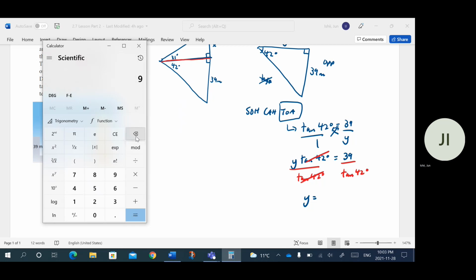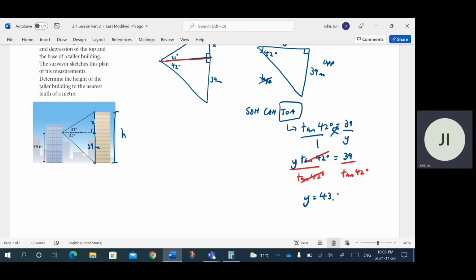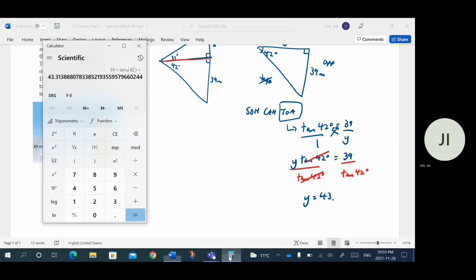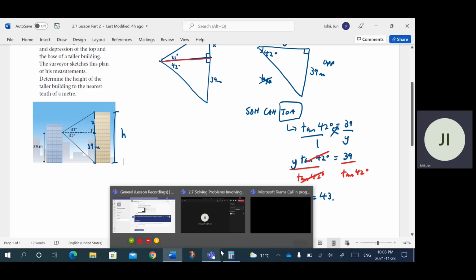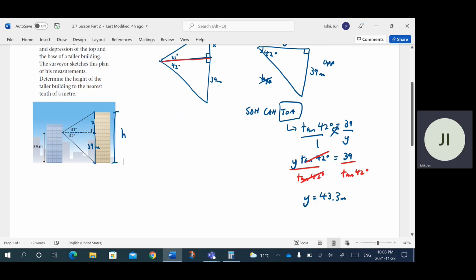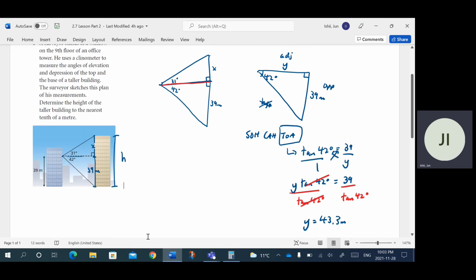So let's punch that in: 39 divided by tangent of 42 equals 43.3 meters. So as it turns out, the shared side here is 43.3 meters. That again is this shared side right here.